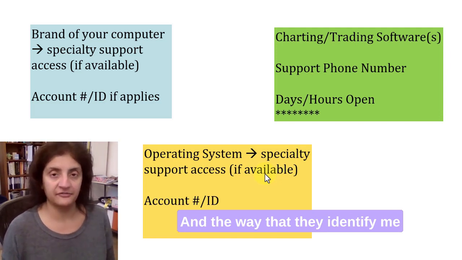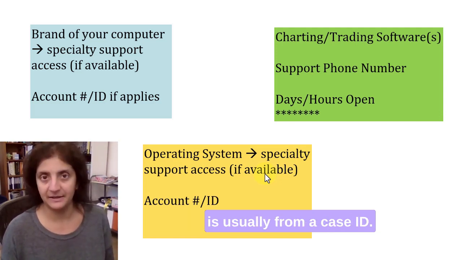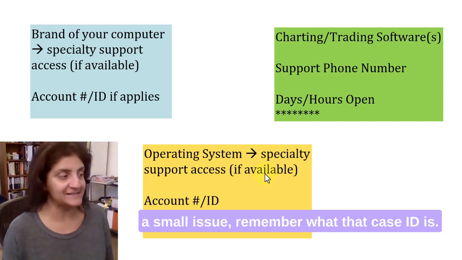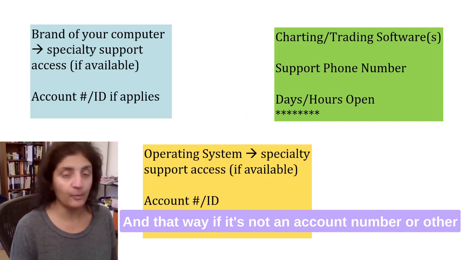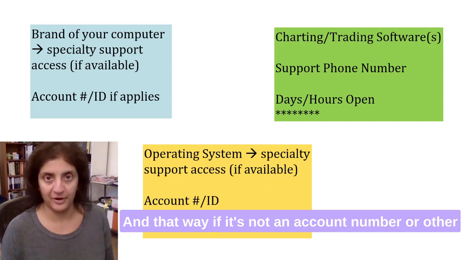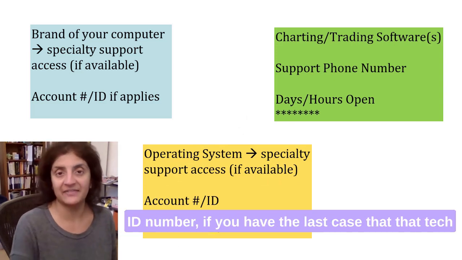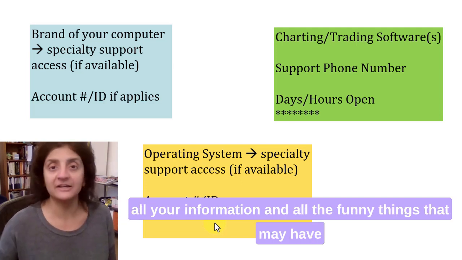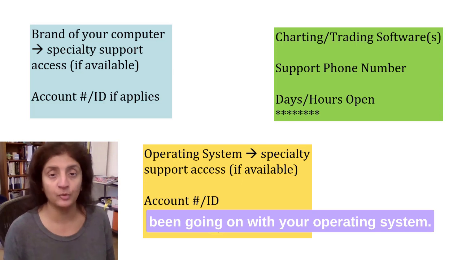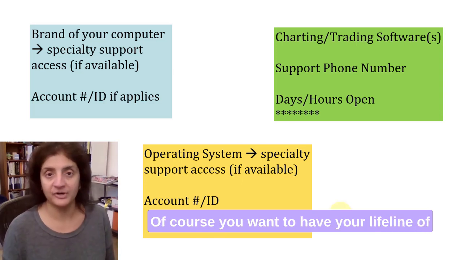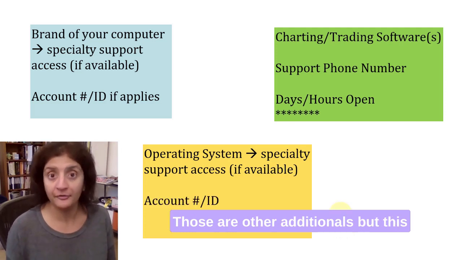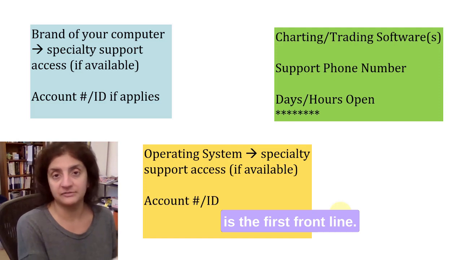And the way that they identify me is usually from a case ID. So the first time you ever call in with a small issue, remember what that case ID is. And that way, if it's not an account number or other ID number, if you have the last case that that tech support team worked on, they will quickly be able to find all your information and all of the funny things that may have been going on with your operating system. Of course, you want to have your lifeline of your telephone. You want to have your internet provider. Those are other additionals, but these are the first front line.